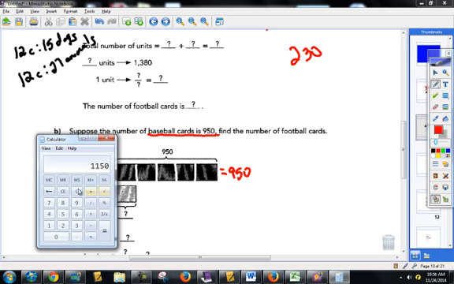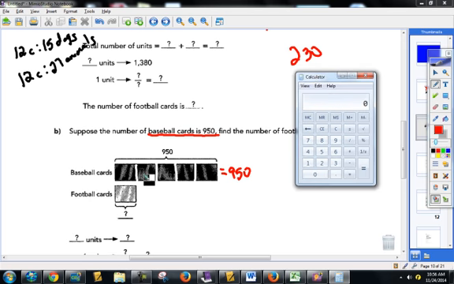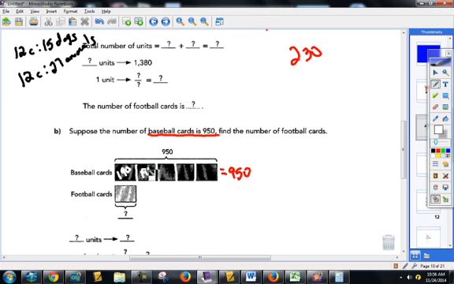Well, if all those represent 950, when you model it, all you're saying is we're going to break this into 5 groups. So we're going to do 950 divided by 5, and then we're going to get 190 in each one. Okay? Now find the number of football cards. Well, that'd be 190, right? Because that's what we did. We know that each square is representing 190, so there you go.